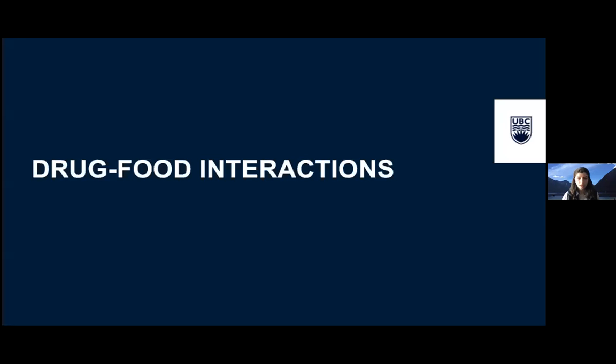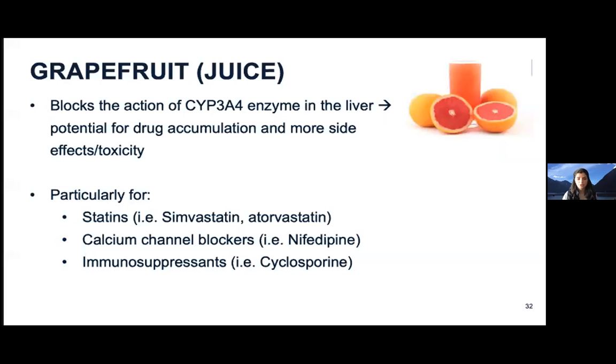So the last part of our talk, we'll be talking about potential interactions with food or drinks, as well as potentially some diseases as well. So our first one is grapefruit juice.